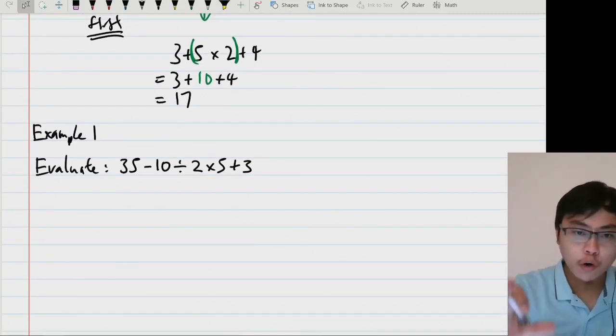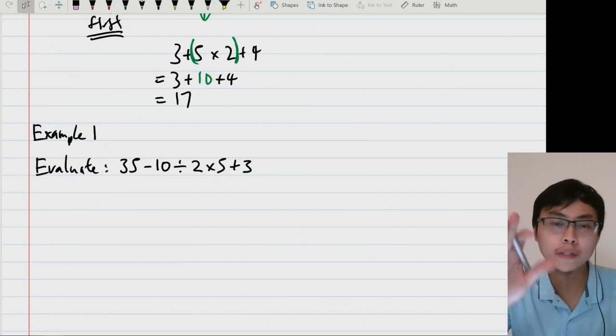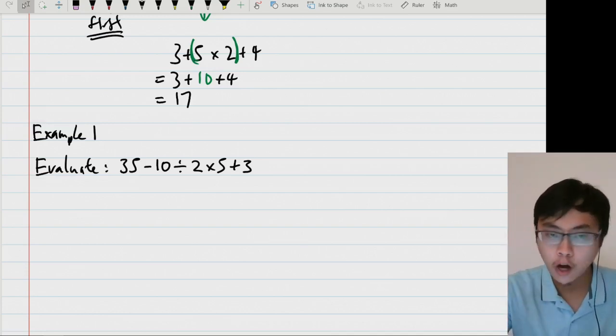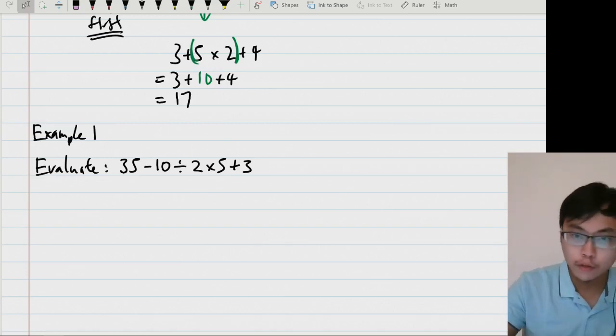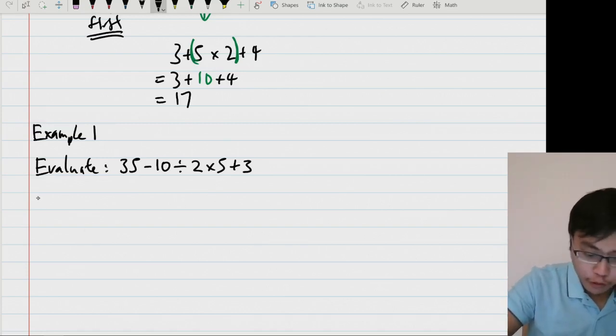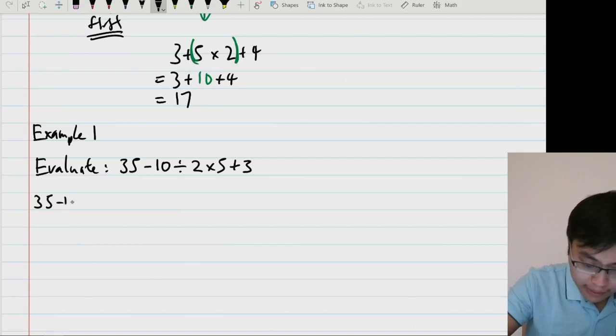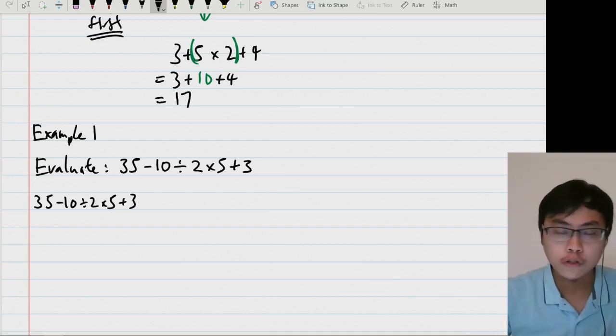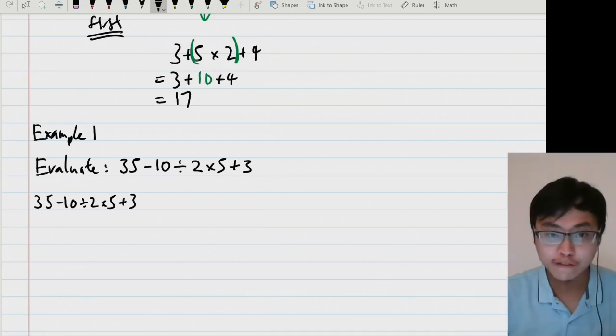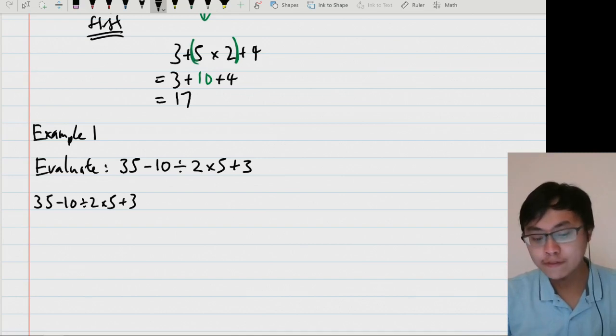First, in your homework, when you're doing these questions, you must copy down the question from the textbook into your line paper. So I'm going to do that first. Let's copy down. In my first step, I have 35 minus 10 divided by 2 times 5 plus 3. Now I'm going to go through order of operations. I'm going to do multiply, divide first, then add and subtract later.